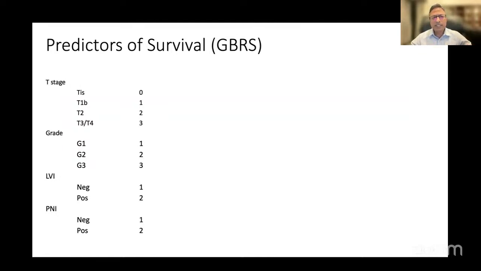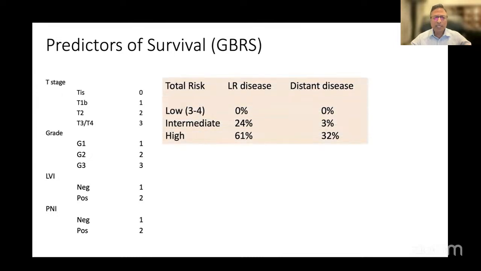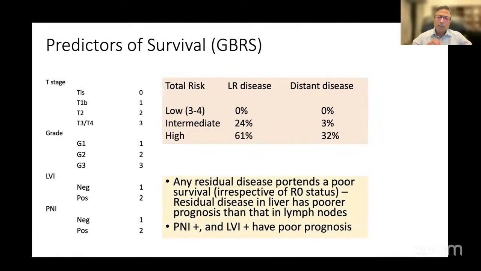So the next question which comes is, what predicts survival in incidental gallbladder cancer? And this study says T stage, grade, lymphovascular invasion, PNI. And when you give these scores and segregate patients into low, intermediate, and high, you see that local recurrence and distant disease is highest when the risk is high, which is a higher T, higher grade, and lymphovascular and PNI positive. But the most important point is that any residual disease on resurgery portends a poor survival, irrespective of where the residual disease is, lymph node or in the liver. And the residual disease in the liver suggests a much poorer outcome than in the lymph nodes.